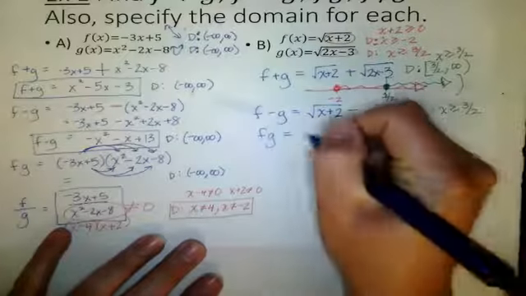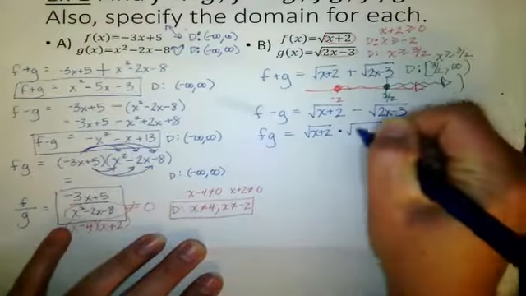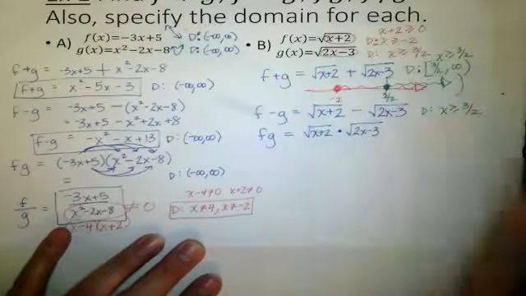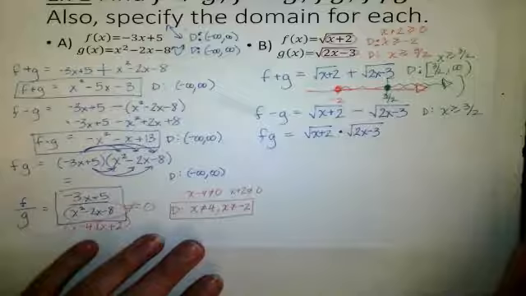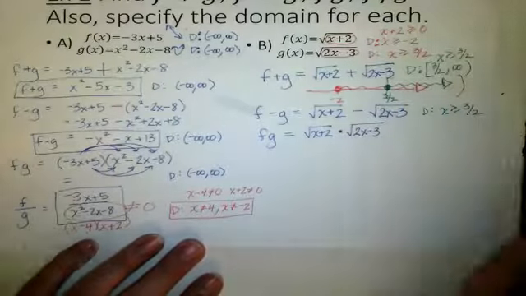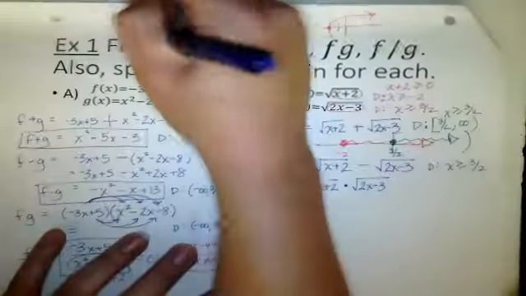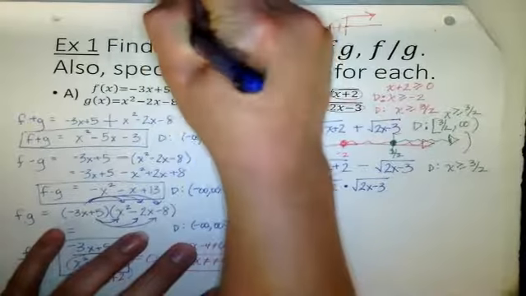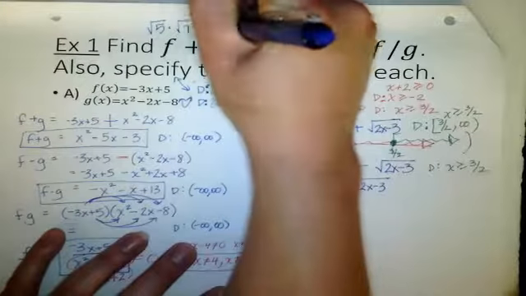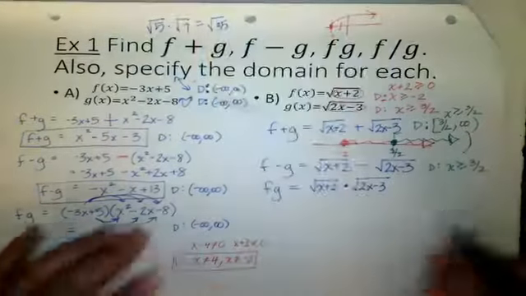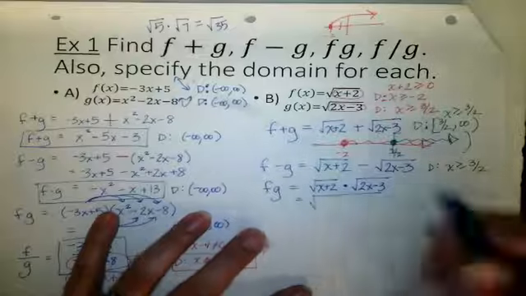All right, fg: the square root of x plus 2 times the square root of 2x minus 3. This one you actually can simplify a little bit. We can do like the square root of 5 times the square root of 7. And what's that? The square root of 35. Because they're both under a radical, we can multiply them together.